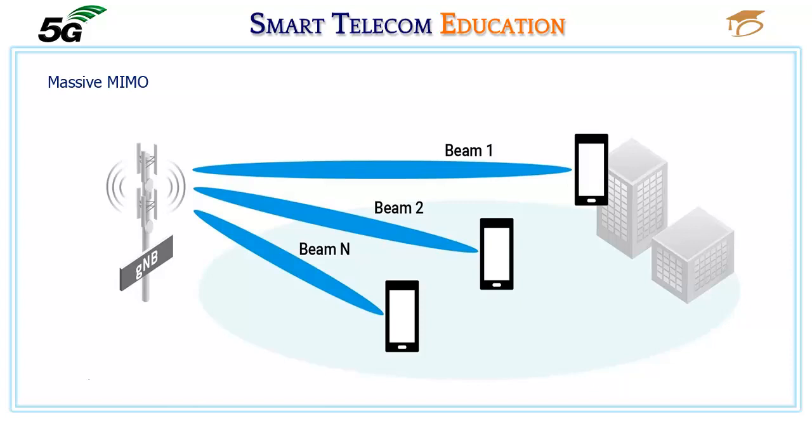Massive MIMO is expected to be used in the new millimeter wave frequencies, with rectangular antenna arrays in both the base station and the UE.